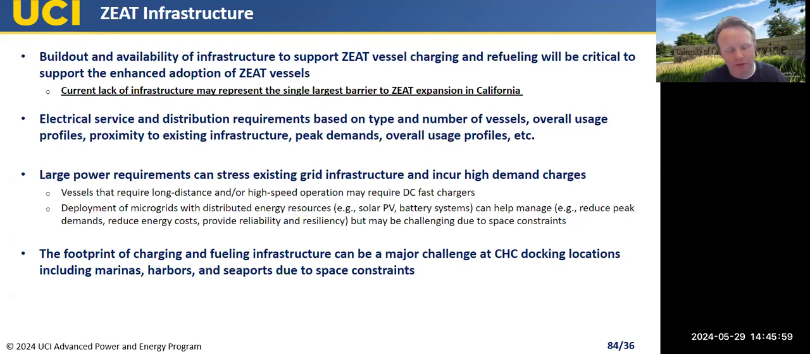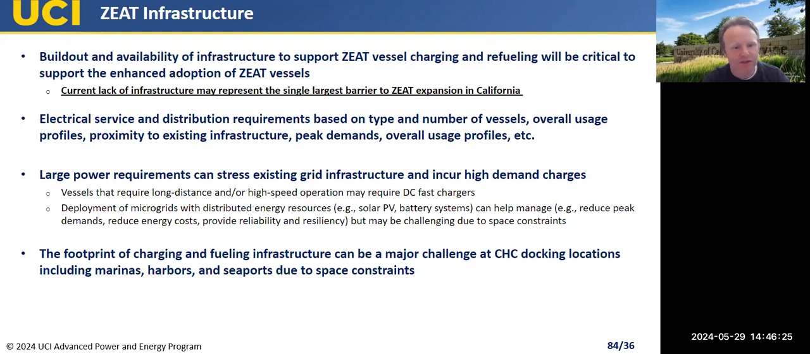And I have a section on challenges coming up, but I just want to note here that it's very difficult. What you need is based on a lot of different factors: the type and number of vessels, how you're using them, what's the characteristic of the infrastructure you have, how close are you to it, what are your peak demands, et cetera. This is not even a comprehensive overview, just a number of things you have to think about.